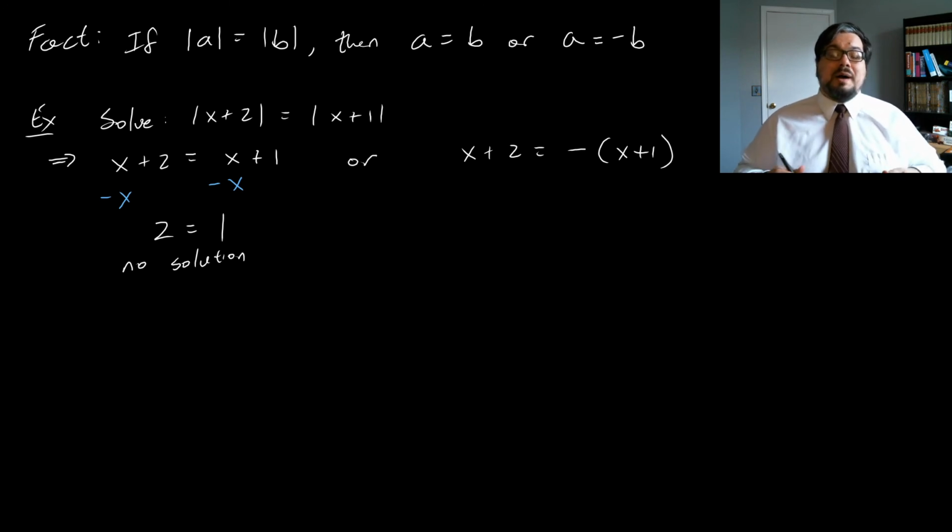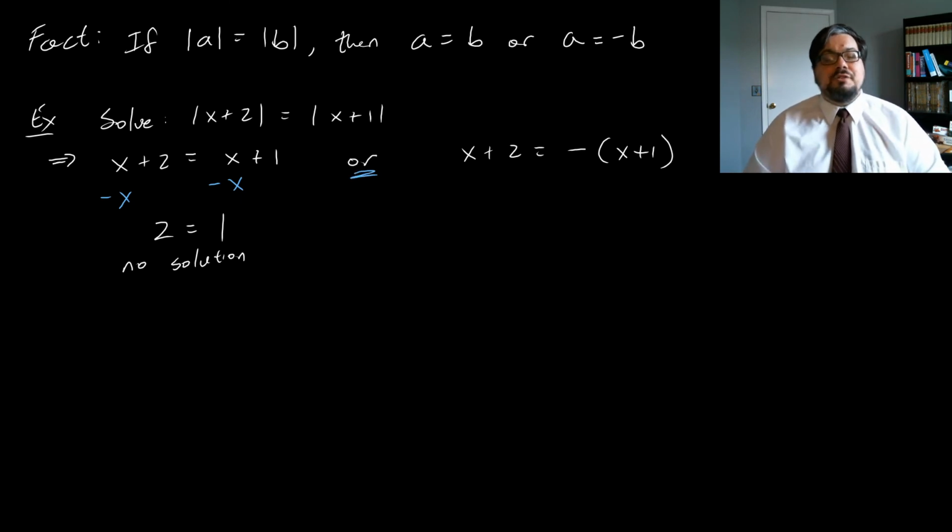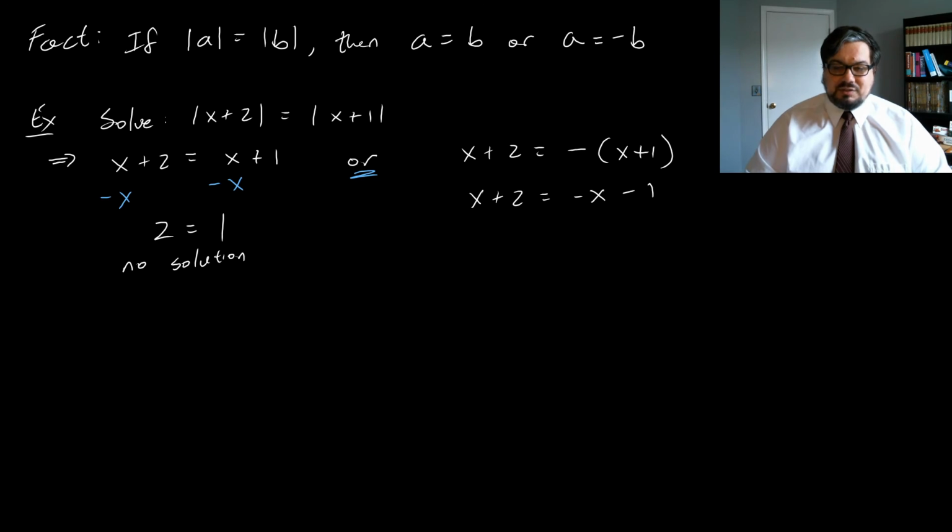We had 2 possible equations to work with, indicated by the OR statement here. One of those possibilities, the left possibility, is never true. It's never true that x plus 2 equals x plus 1, so there's no way for the first equation to be true. The second equation is still possible though. x plus 2 equals negative x minus 1.